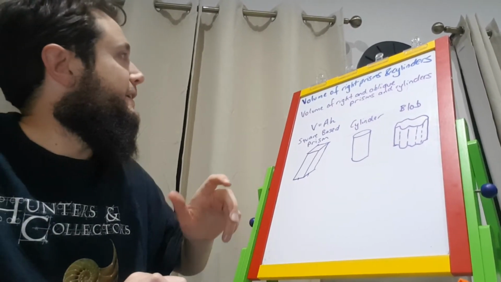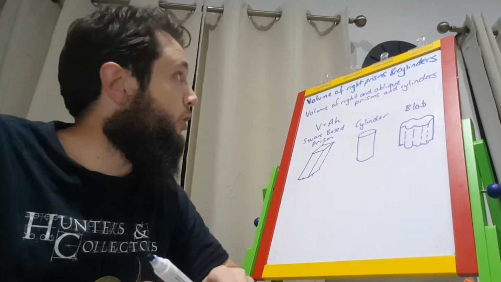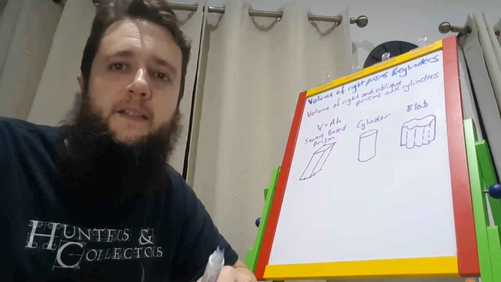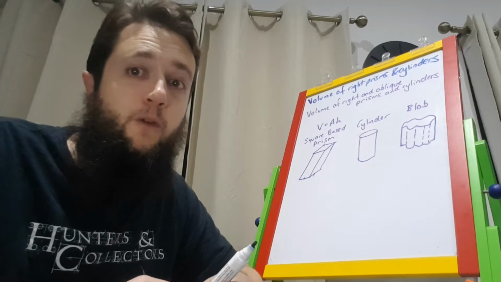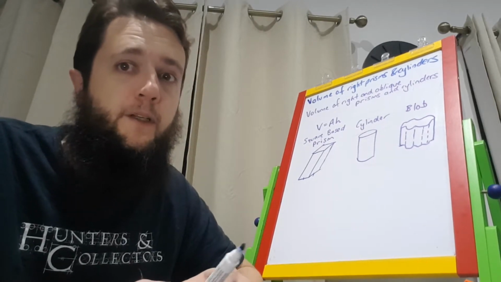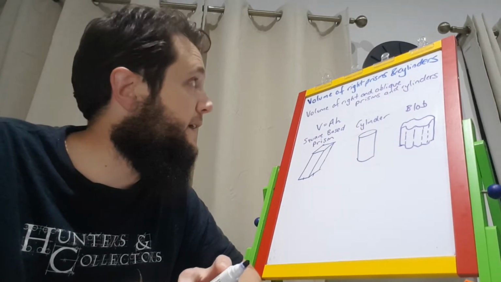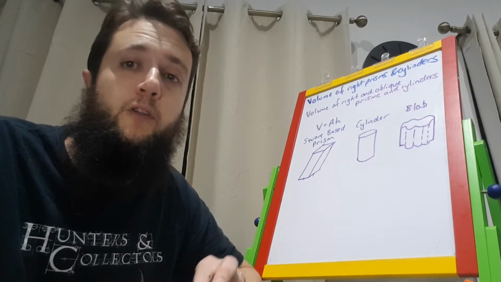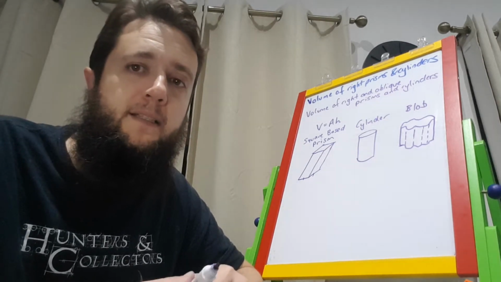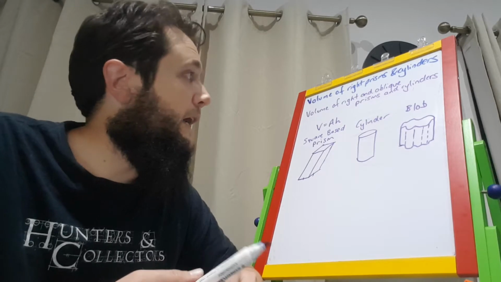Now, here we go. Volume of right prisms and cylinders. This is stuff you've done before, maybe presented slightly differently, but this isn't new content today. We're reviewing how to find the volume of certain three-dimensional objects. That's the amount of space in them.